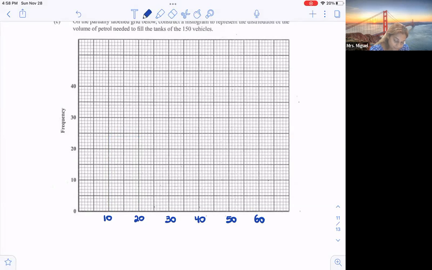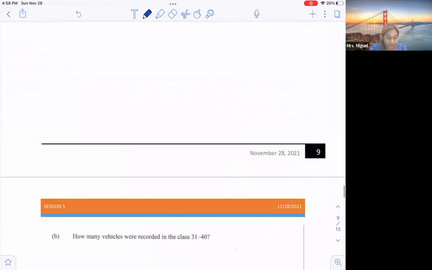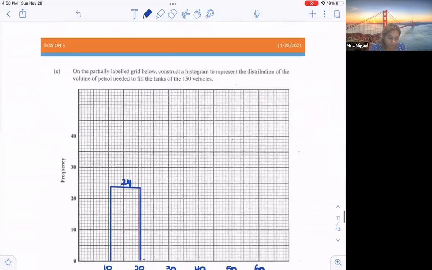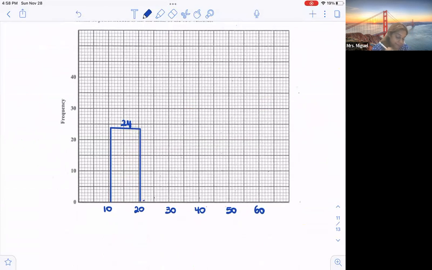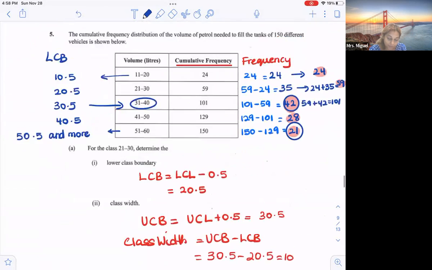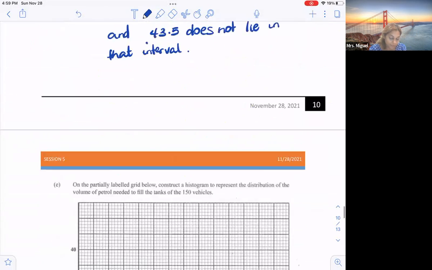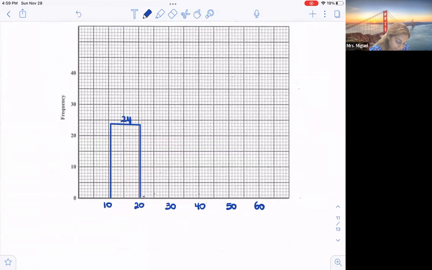10.5. I'm coming a little more here. All right, this is the first bar, 24. Then the next one is 59. So we are going to 59. At 59, you know. This is 35, sorry. 35. So we're going up to 35.